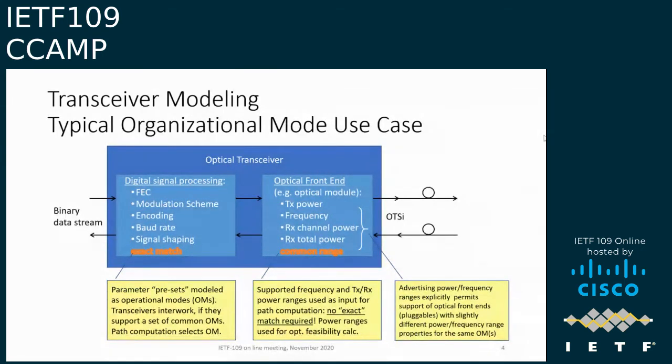Moreover, another point regarding advertising power and frequency explicitly is that this explicit advertising permits us to support the reality that, at the moment, the optical front ends, the pluggables, can usually have slightly different power and frequency ranges. To avoid a proliferation of operational modes for any of these slight differences, we can manage power and frequency directly in the model, and have the same operational mode but with different settings of power and frequency.